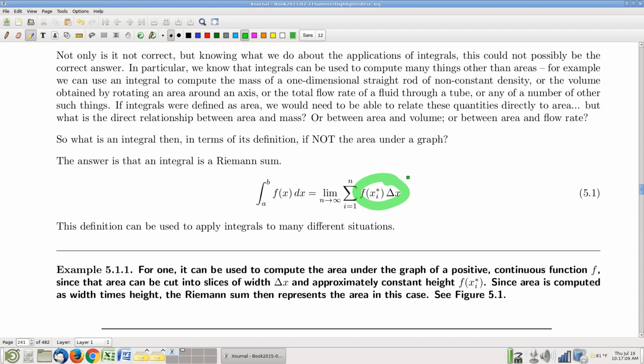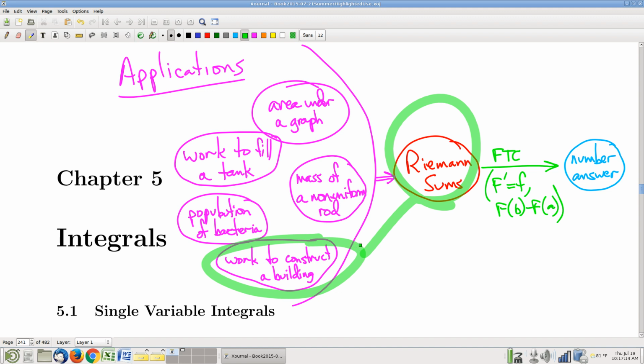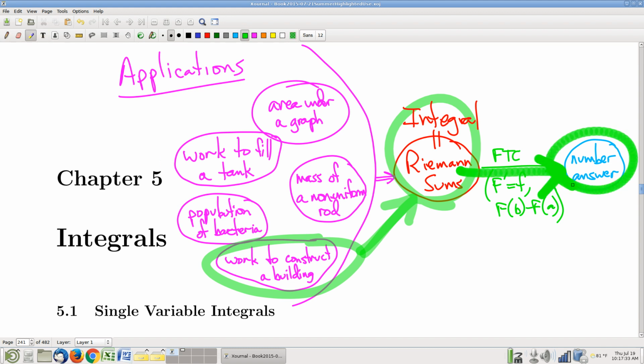Okay, so when you are answering one of these questions, step 1 is we write down the application in question as a Riemann sum. A Riemann sum is an integral. And then, to finish it off, sure, you plug into the fundamental theorem of calculus and get your actual numerical answer. So that's the problem-solving strategy, and it unavoidably involves Riemann sums.